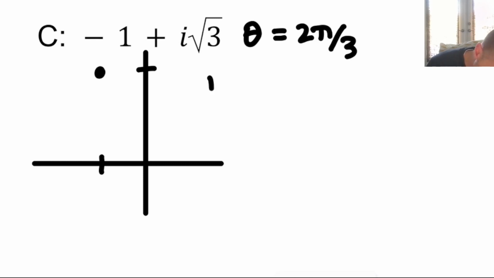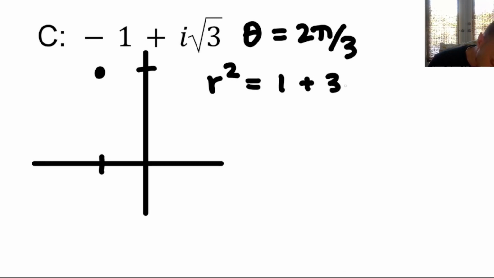And I'll just figure that out with the formula. R squared equals horizontal displacement squared, that would be negative 1 to the 2 is positive 1, plus square root of 3 squared, that's 3. Okay, r squared equals 4, r equals 2. That's kind of what I suspected.